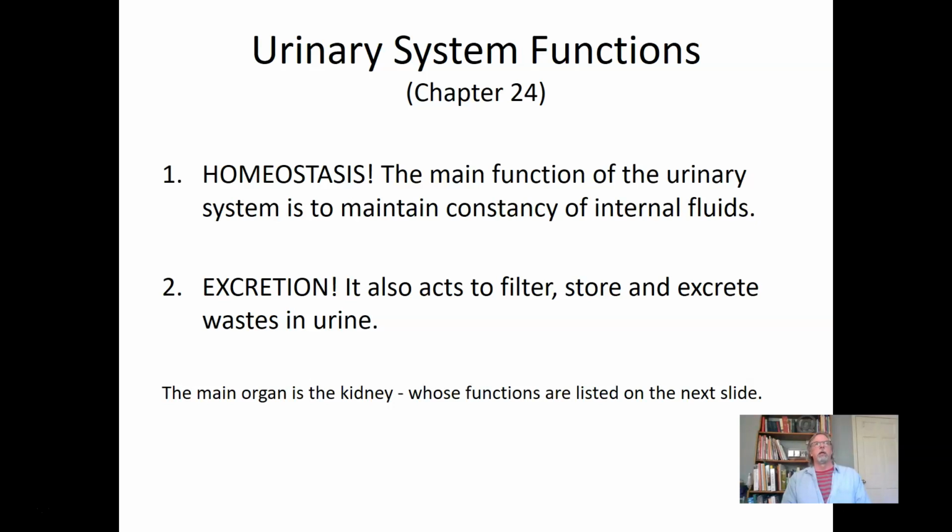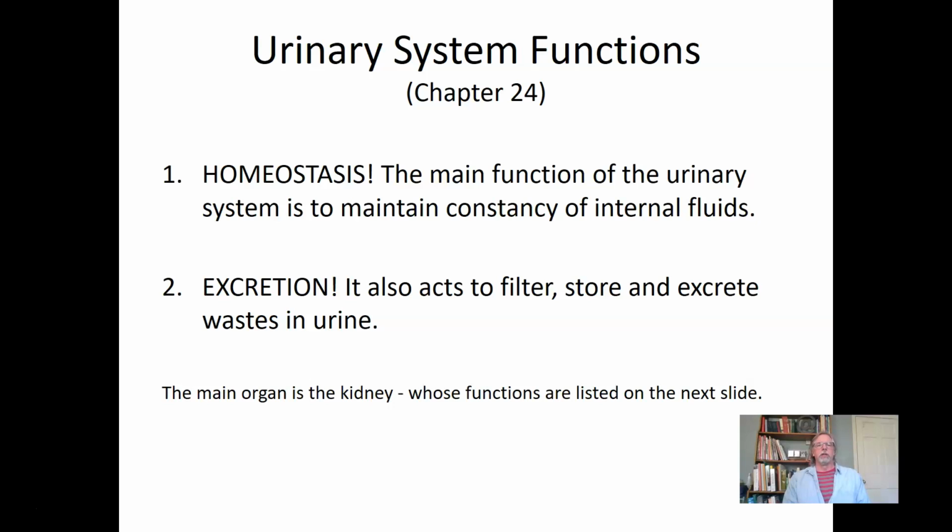So blood is circulated to the body in general, and the consistency, the volume, and the materials contained in blood are therefore going to determine the volume and materials found in the body fluids in general. Okay, so the urinary system is actually regulating blood, but since that's communicating with body fluids in general, that has that effect as well. So homeostasis is one of the key functions.